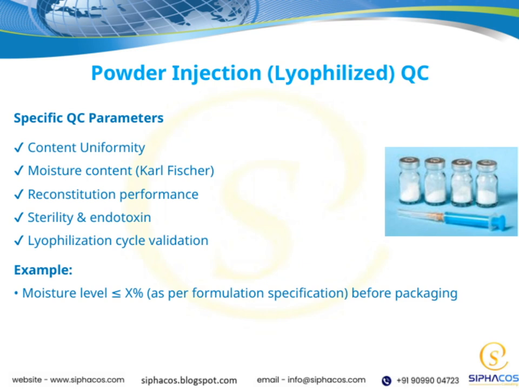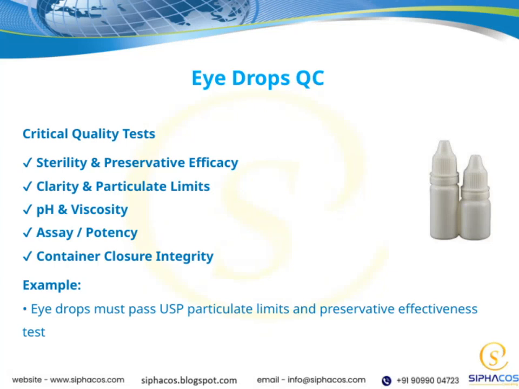For example, we set a target moisture level, such as less than or equal to X% before packaging, according to the formulation specifications. By rigorously controlling these parameters, we ensure the final product meets our quality standards and performs reliably in clinical settings. This comprehensive QC approach ties back to our overarching goal of delivering safe, effective, and high-quality pharmaceutical products.